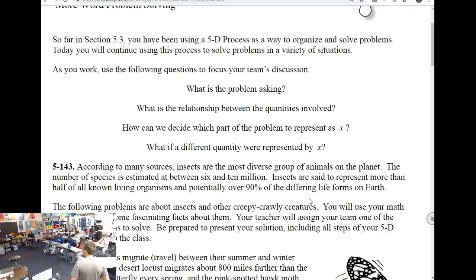How can we decide which part of the problem should be represented with the variable, either x or w or v or k or whatever? They just use x as the generic variable. And what if a different quantity were represented by x? What if you don't choose the same thing as a different group? Could you still solve it correctly or not?